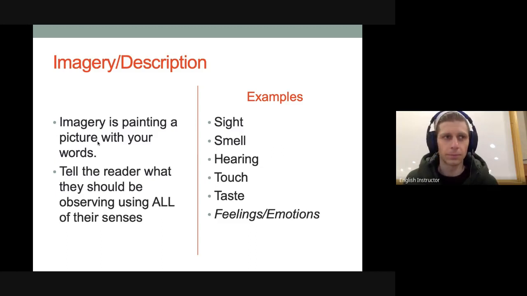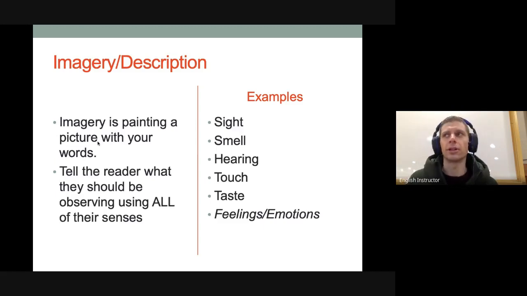So you don't just want to say, for instance, there was a blue ball in the room. Oh, it's blue. What color blue? Give some description. So, where is it in the room? How far is it from you? Is it near? Is it far?